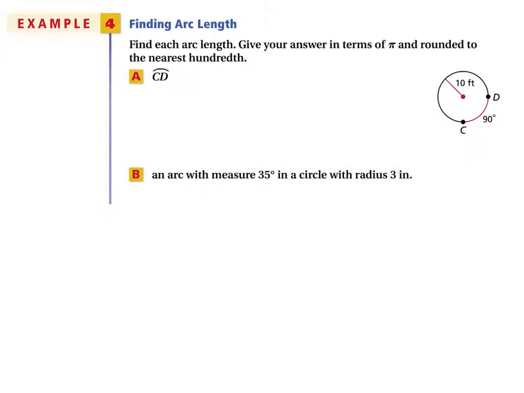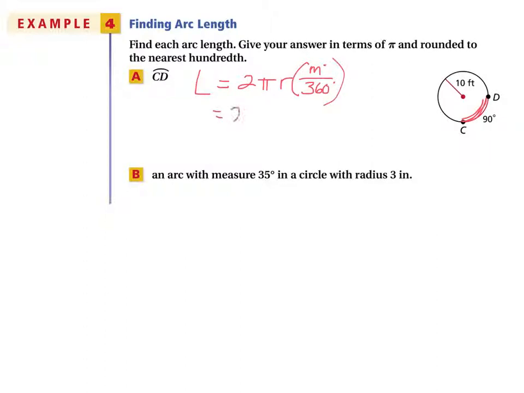So in example 4, our last example, find each arc length. Give your answer in terms of pi and round it to the nearest hundredth. Arc CD, which is this, so that's 90 degrees. You would do L equals the length of the arc equals the circumference, which is 2 pi r, multiplied by the angle measure divided by 360 degrees.